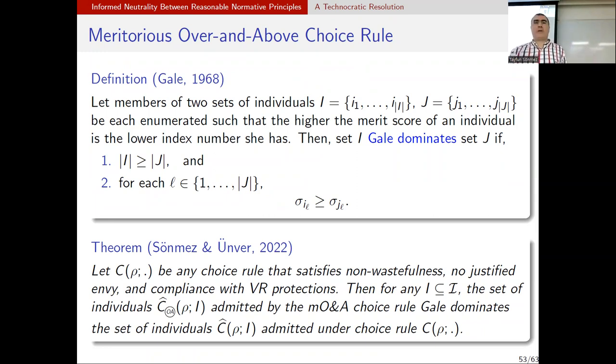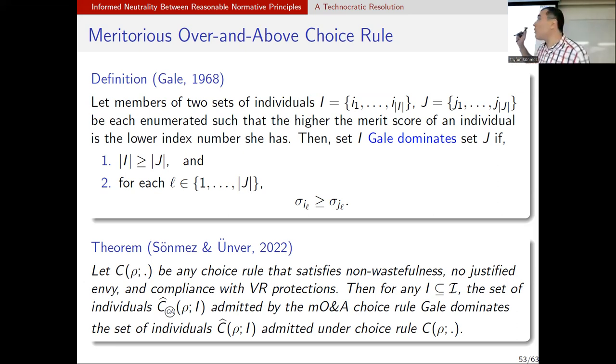What does Gale dominates mean? Subject to the laws, if you look at the outcome of meritorious over and above choice rule and any other legal choice rule, the merit score of the top guy in meritorious over and above is at least as high as the merit score of the other one. Same thing for the second guy, same thing for the third guy, everybody.